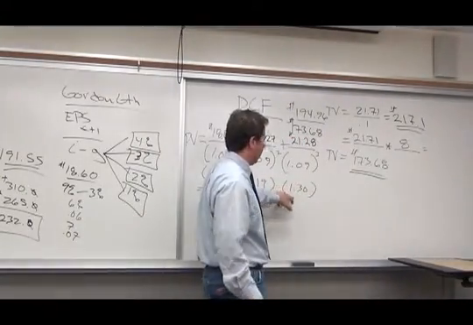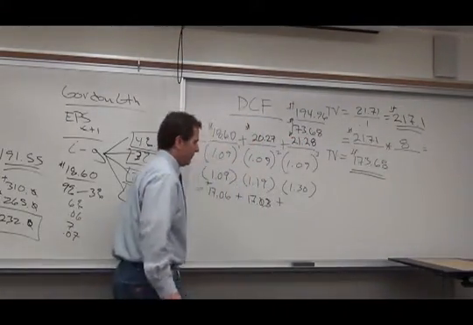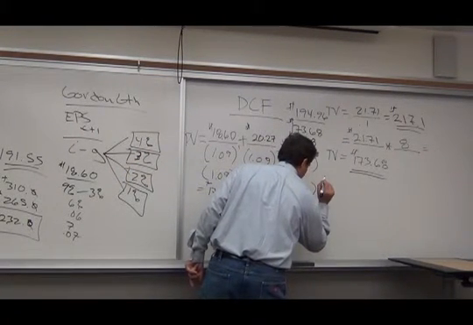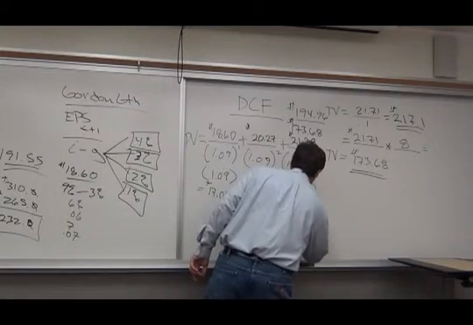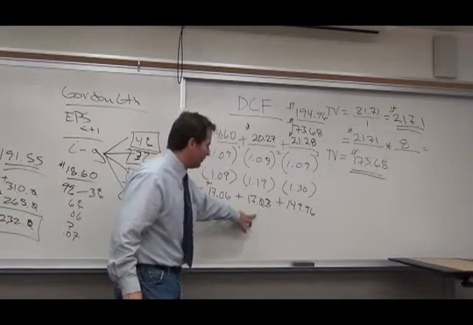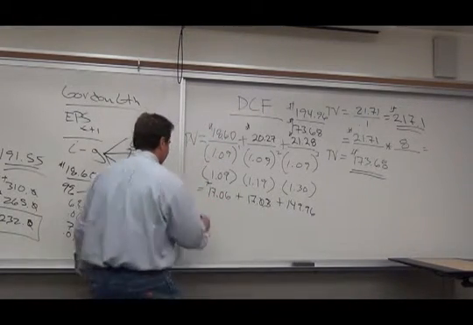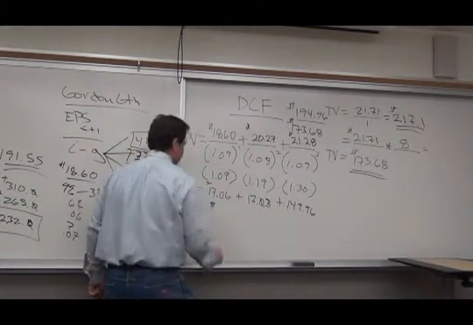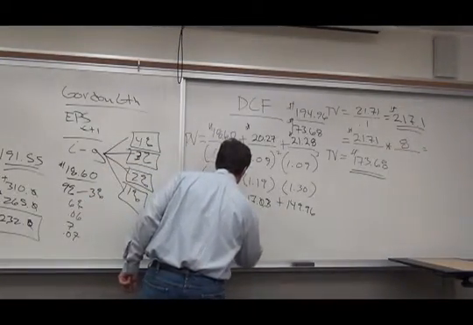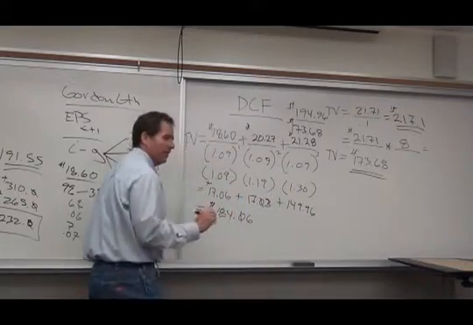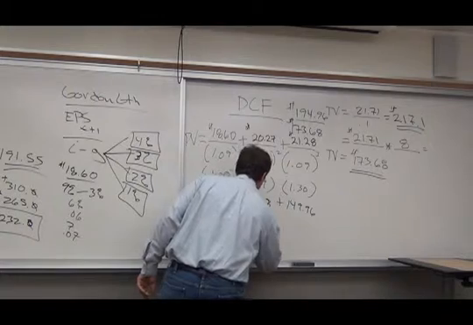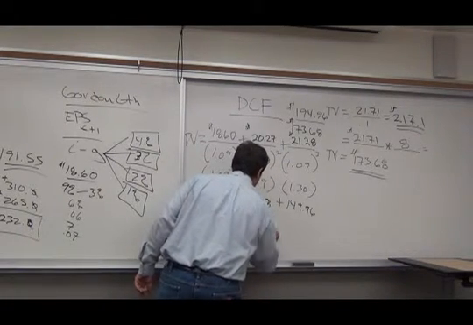And then what is 194.96 divided by 1.30? 149.96. Okay, so what's 149.96 plus 17.03 plus 17.06? 184.06. And what's the current Goldman stock price? 191.5.